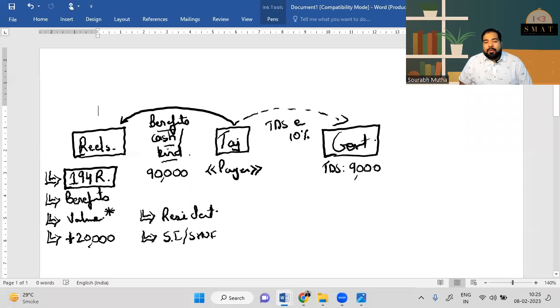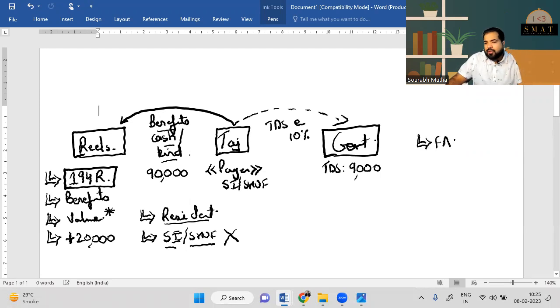And this is applicable if you're paying to a resident, not to a non-resident. And this is not applicable to small individuals or small HUF. So if the payer is a small individual or small HUF, then don't worry, this provision will not apply in your case. There are some frequently asked questions on this section, guys.